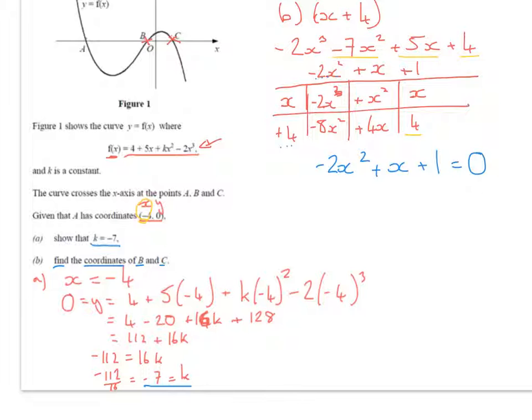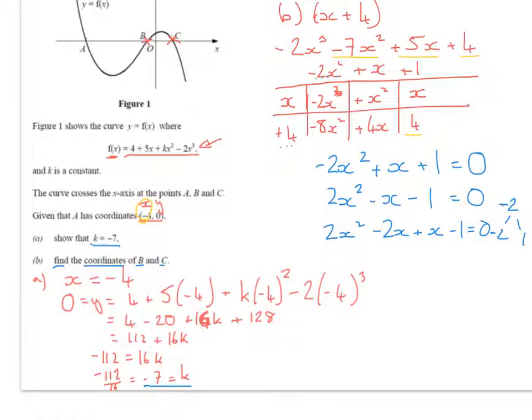And we know that must equal 0 because it's on the x-axis. It's where it crosses the x-axis. So if that's the case, I can factorise this. I like to rearrange it first. So I've got 2x squared minus x minus 1 equals 0. The factors of minus 2 are minus 2 and 1, and they add up to make minus x. So I've now got 2x squared minus 2x plus x minus 1 equals 0.